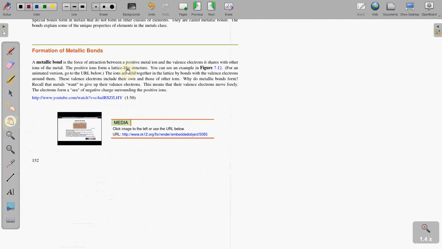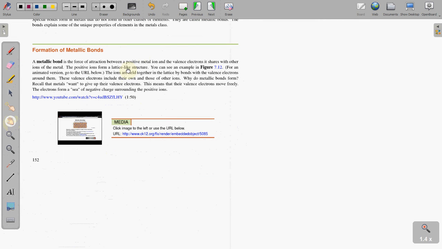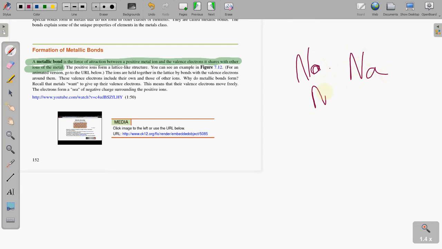So a metallic bond is a force of attraction between metal ions and the valence electrons it shares with other ions of the metal. So what happens is when we have, say, a bunch of sodium atoms, all right, a bunch of sodium atoms.